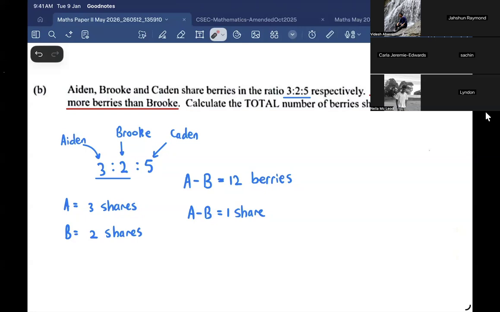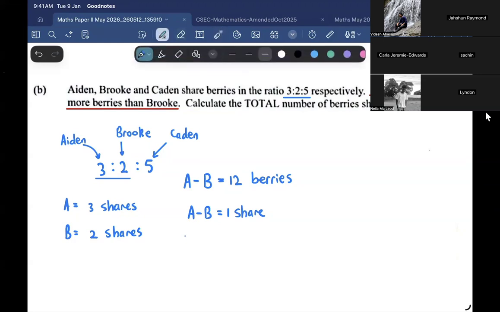Now, in terms of shares, how many more shares does Aidan get than Brooke? You only get one more share on it. Exactly. So can anybody tell me what one share would be equal to? Sachin, you try to figure it out. Sachin, what would one share be equal to then? How many berries do you think one share would be equal to? Talk to me, Sachin.